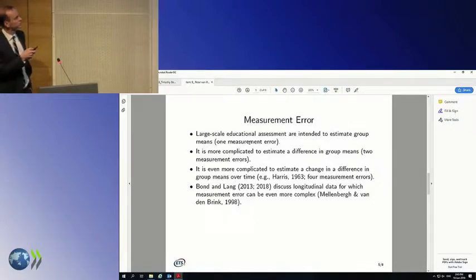Don't need to discuss the last bullet, I think, longitudinal. Yeah, I mentioned that already.